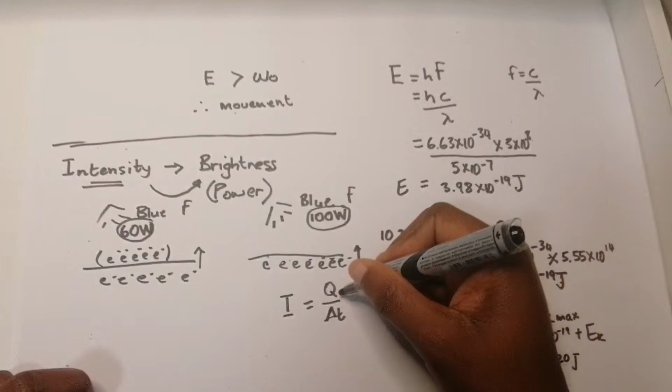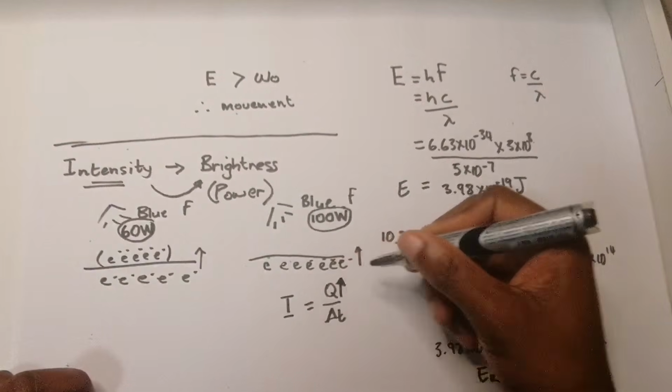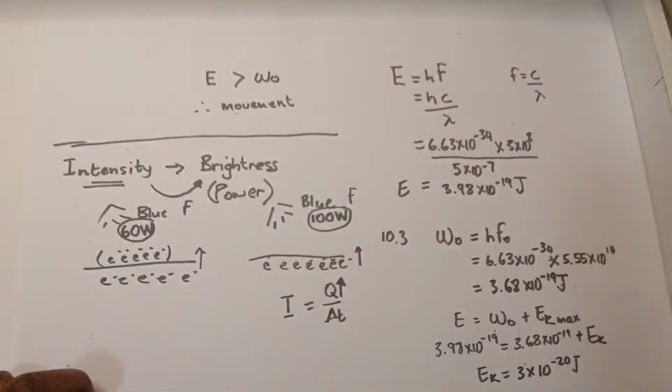So what have I done here? I have increased the amount of electrons that I emit in a given amount of time. So if I increase that amount of electrons, therefore it will increase the amount of current that is emitted. Okay, right.